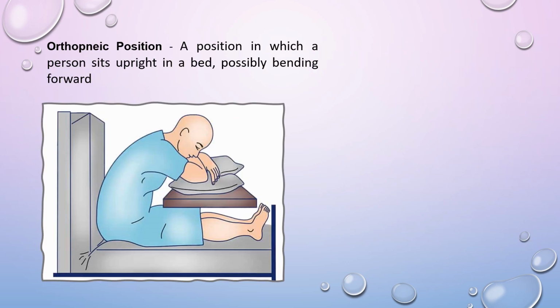Okay, next we have orthopneic position, a position in which the patient sits upright in bed, possibly bending forward. Okay, that is your orthopneic position ha. So this is used to relieve asthma in your patient.